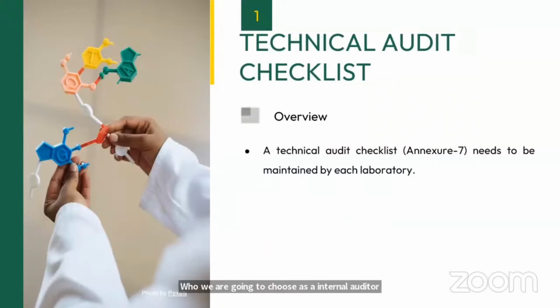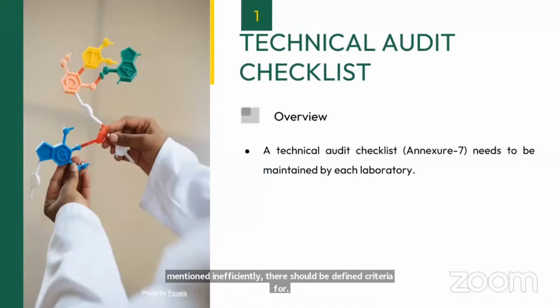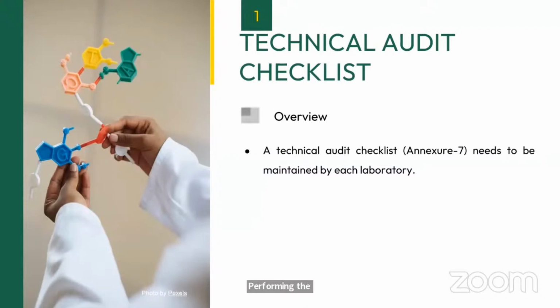A technical audit checklist needs to be maintained by each laboratory. So there should be predefined criteria. As I have mentioned initially, there should be defined criteria for performing the audit. For that, you should have a specific checklist. What you are going to see, what you are going to examine, what you are going to observe, which activities are going to get audited. So you should have a specific technical audit checklist which is to be maintained by each laboratory.